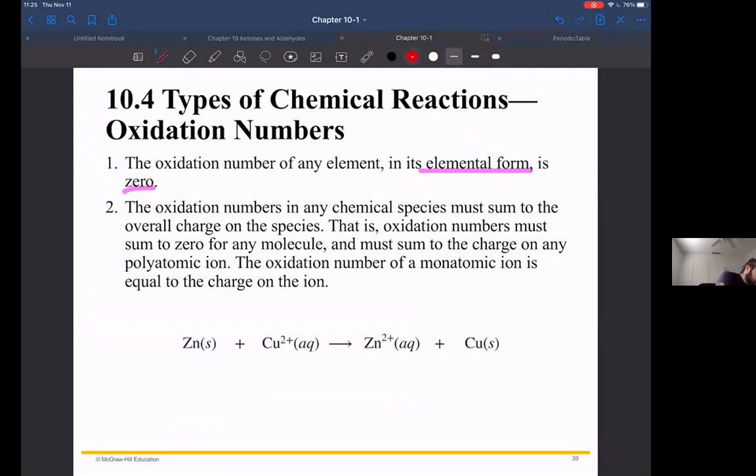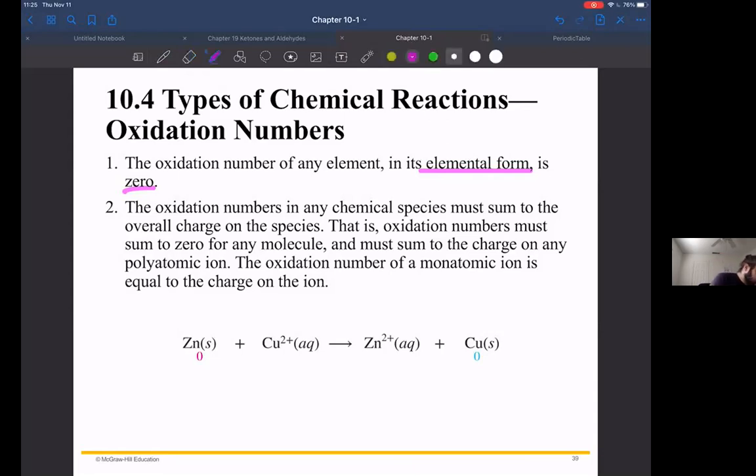So our goal is going to be to take a chemical reaction like this, take each species and assign its oxidation number. We can assign it for zinc and copper metal because both of them are found just in their elemental form in this reaction, right? So the oxidation number for zinc would be 0 and the oxidation number for copper would be 0. Okay, so that's rule 1. If the element is in its elemental form, its oxidation number is 0.